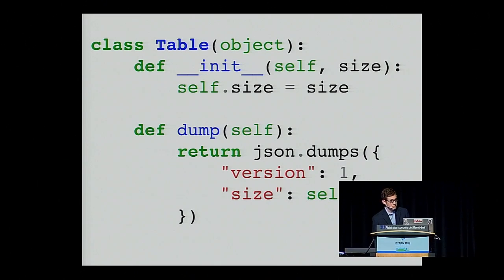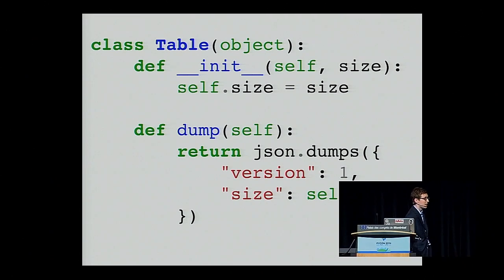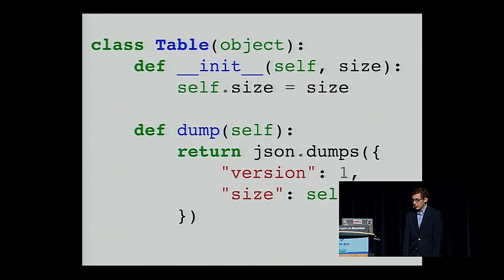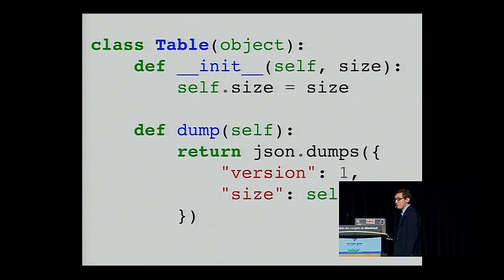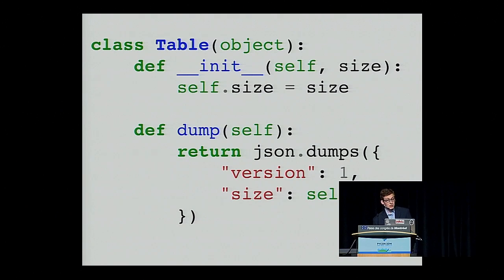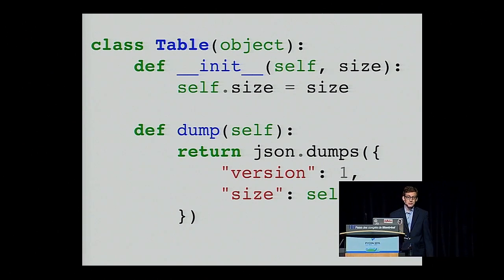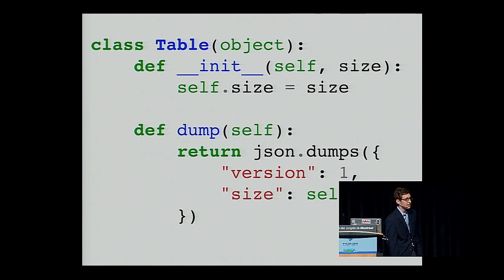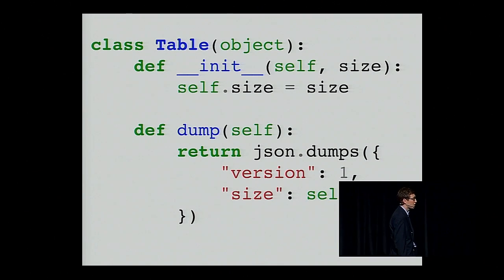And sometimes I like to serialize my tables and ship them places. And so I wrote a dump method, and it pretty simply just dumps this dict. It has a version and a size. The size is pretty self-explanatory. It's the same as our attribute. Version is a little new.